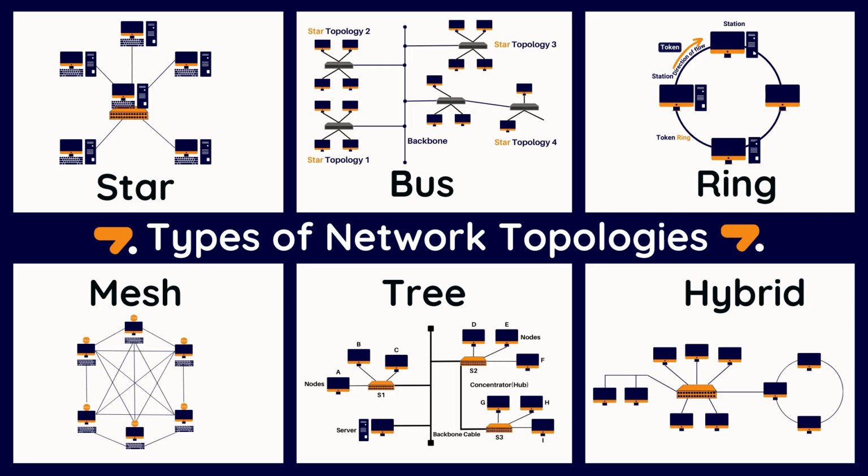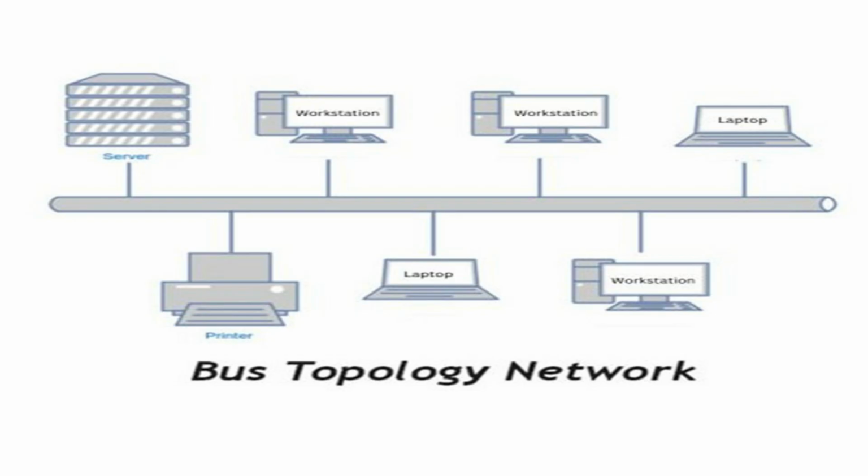The next is the bus topology. The bus topology resembles a bus route, with devices connected along the length of a cable. Data travels along the cable, and each device checks the data and takes what is addressed to it. Observe this image: this is the server and the workstation, the user's computer. This is the communication cable and the connector, with a networking printer, laptop and workstation. This is the bus topology.